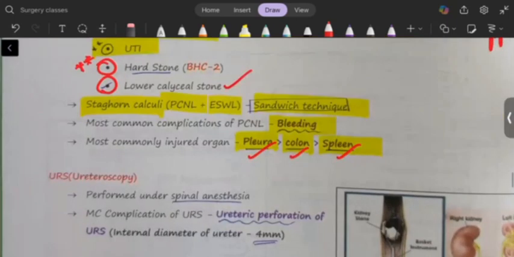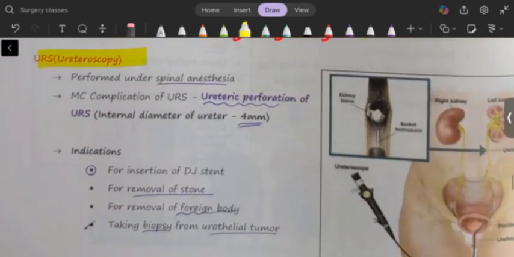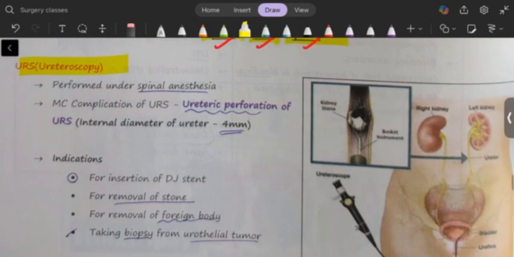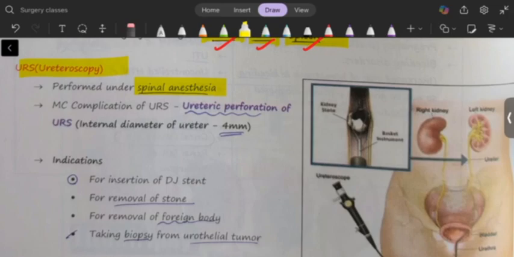Other techniques include ureteroscopy. Just like I said, it is like putting a scope through the urethra, then bladder, then reaching the ureter and visualizing the stone. It is most commonly performed under spinal anesthesia, and the most common complication is that while putting the scope inside the ureter, ureteric perforation can happen, and that is the most common complication.